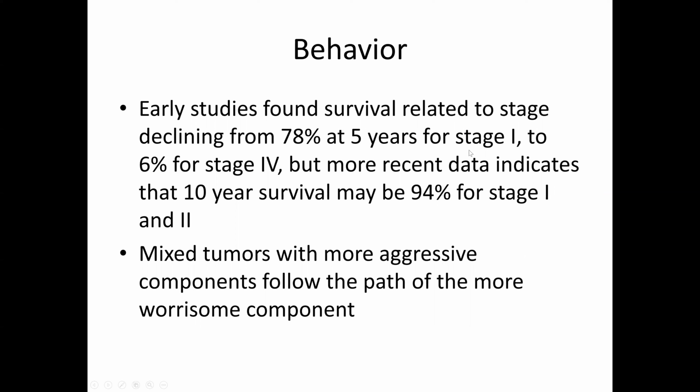70–80% survival at 5 years if a stage 1 tumor, but then obviously with markedly declining survival as stage becomes progressively advanced. However, more recent data, and I think this is manifest in our experience here as well, show that survival for stage 1 and 2 tumors can be really quite good, 90+%.